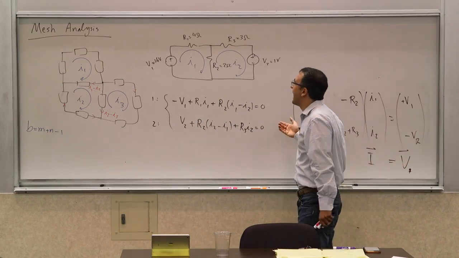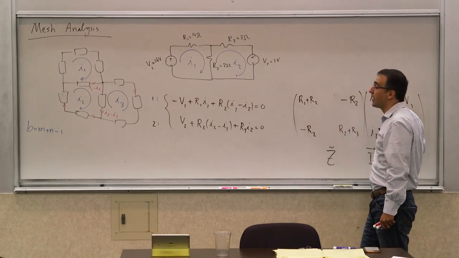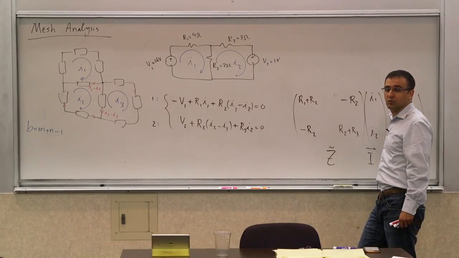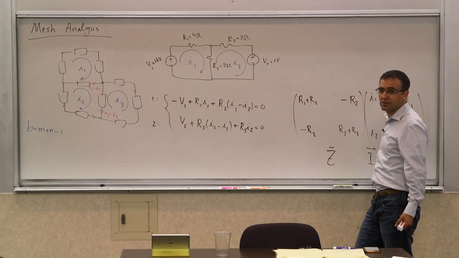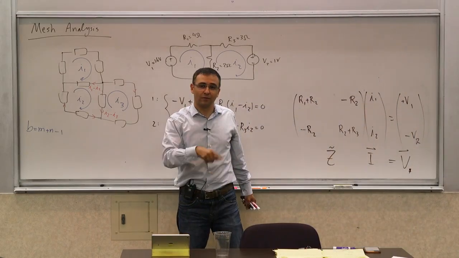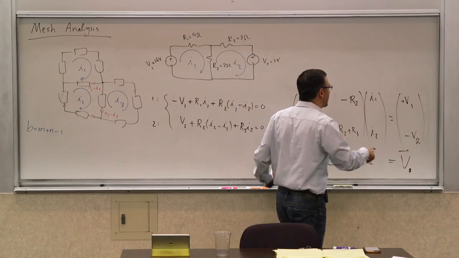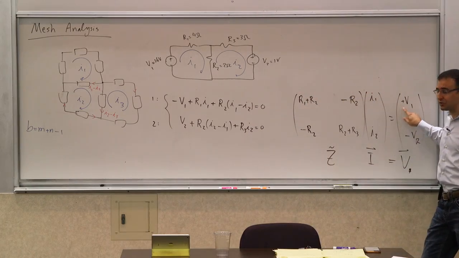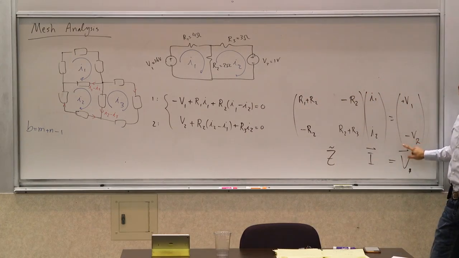This way, what happens is that on the other side, you will see which ones are, again, you can do it by inspection. These are the voltages that are increasing in the direction of the mesh. So if the voltage is increasing in the direction of the mesh, it becomes positive. If it's decreasing in the direction of the mesh, it becomes negative.